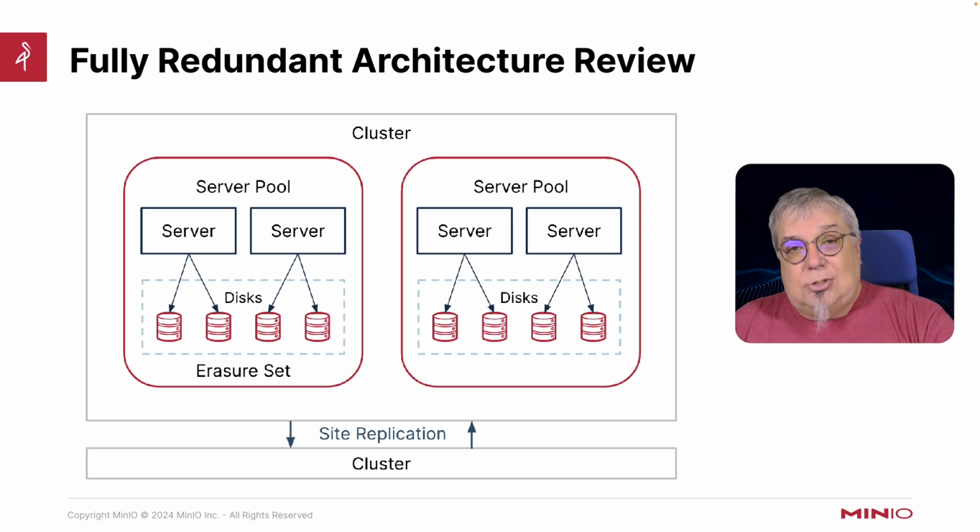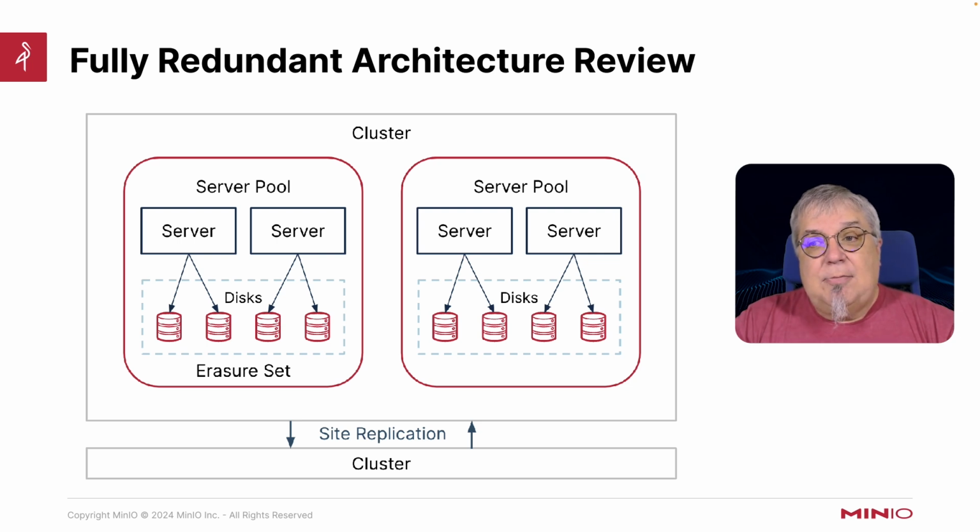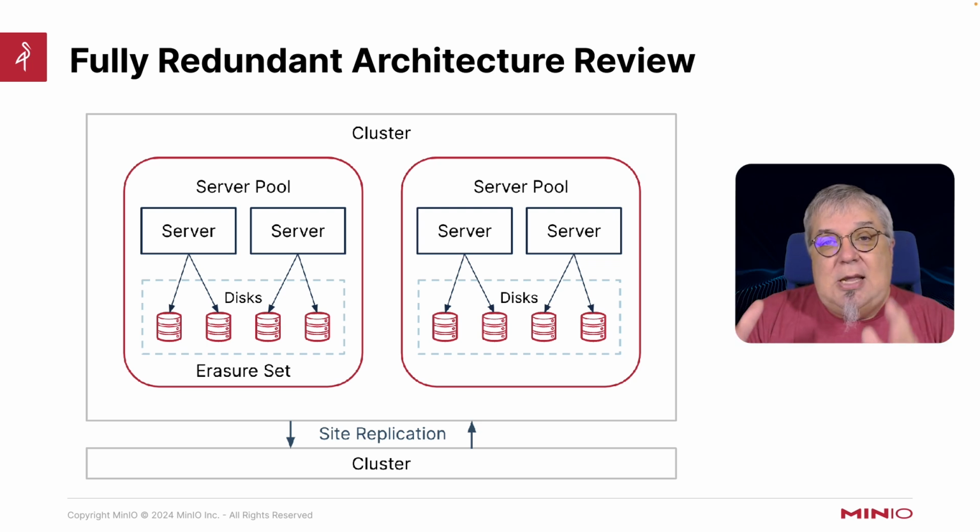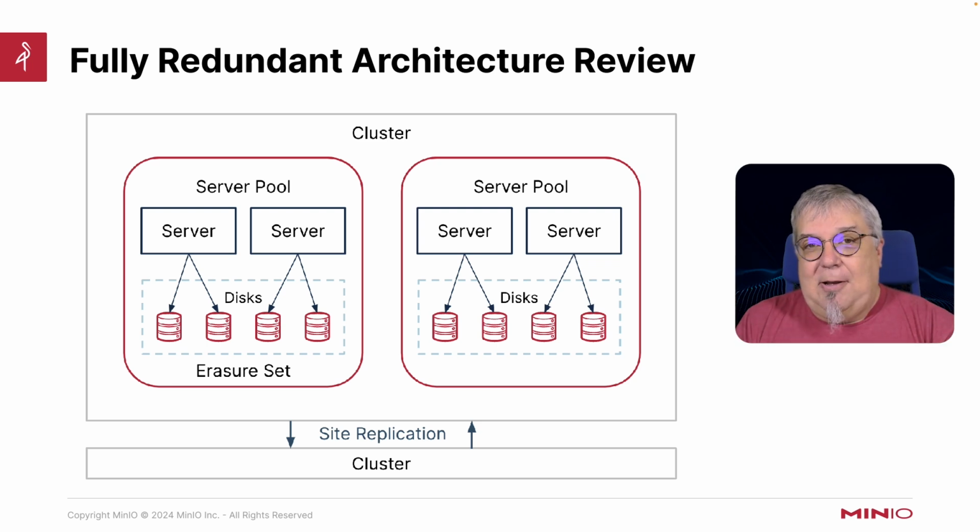Here is our cluster. Our cluster is made up of multiple server pools. Each server pool has nodes or servers in them, and each server has a certain number of disks. This would be a fully recoverable setup. Our erasure set is set up so that we have 4 disks in each erasure set. Maybe an EC:2 is set up on this so we can lose an entire node and still be functional. If I lose a disk, I'm still functional. I can still replace disks. I can still replace nodes in my server pool.